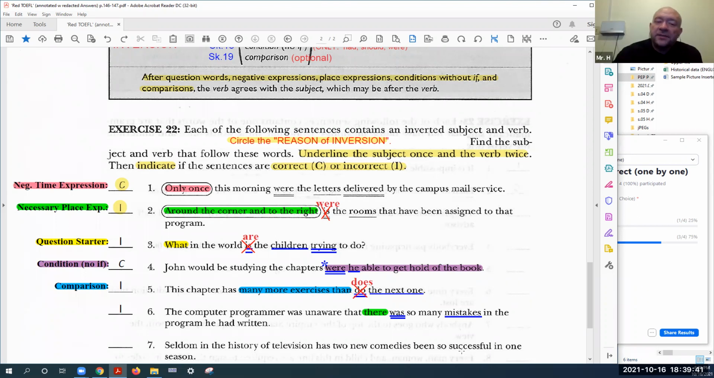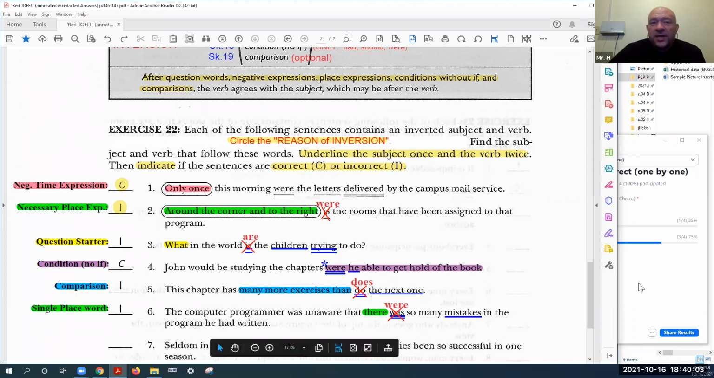So fix it then. Tell us the correction. Okay. Give us the correction. We replace was with were. Bingo. You got it. All right, here we go. So this is, again, a single place word, right? Okay, here we go. Next one, guys. Number 7.